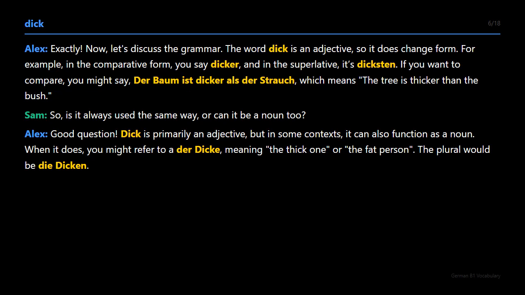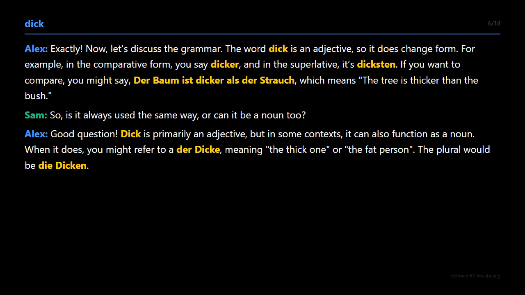So, is it always used the same way, or can it be a noun too? Good question. "Dick" is primarily an adjective, but in some contexts, it can also function as a noun. When it does, you might say "der Dicke," meaning the thick one or the fat person. The plural would be "die Dicken."